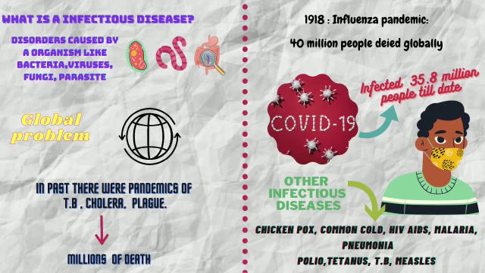Infectious diseases are a global problem and in the past used to be the leading cause of death. Smallpox and measles viruses are amongst the oldest viruses that infect humans. There were large pandemics of TB, cholera, and plague that caused millions of deaths around the world. And as we all know about the present pandemic of COVID-19, which has infected more than 35.8 million people around the world. Examples of some other common infectious diseases are chickenpox, common cold, HIV/AIDS, malaria, pneumonia, polio, tetanus, tuberculosis, and measles.